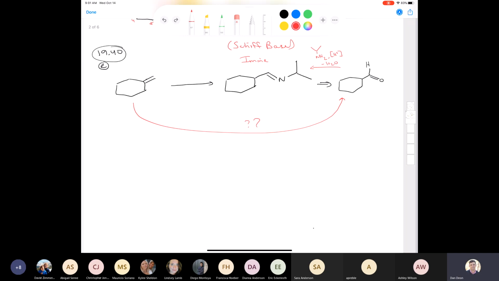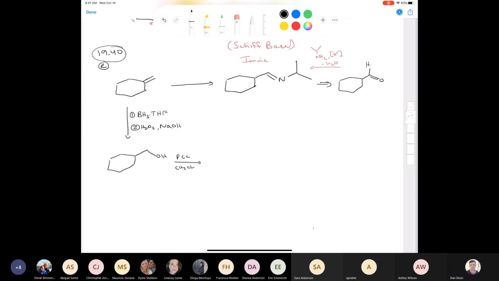Well, hopefully this one isn't that much of a stretch for you. The first step is going to be an anti-Markovnikov addition of water using borane and THF, followed by H2O2 and sodium hydroxide to give you this primary alcohol. We can oxidize that to the aldehyde using PCC, and that will give us the necessary aldehyde like this. And then the last step is going to be to treat it with isopropylamine, followed by a catalytic amount of acid, and then removal of water to make our Schiff base or our imine.